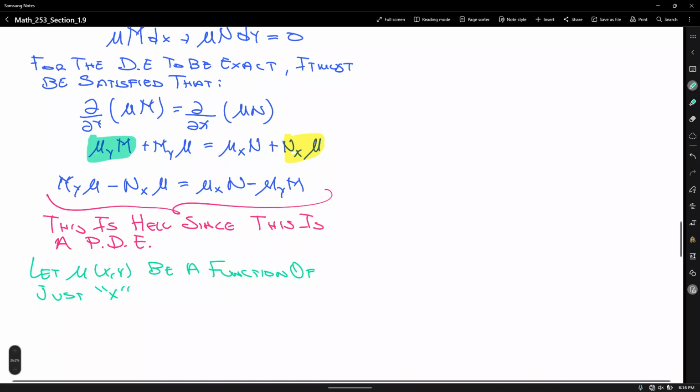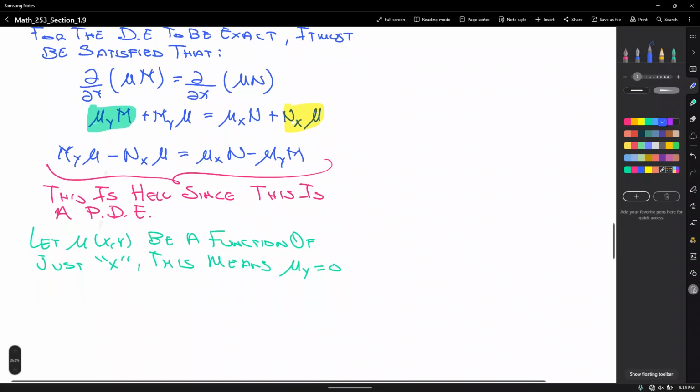All right? So this means mu of y, now that it is a function of just x, differentiate something that depends only on x with respect to y. What's going to happen? 0, right? This will be equal to 0. Okay? So coming back to this crazy partial differential equation, m with respect to y, mu minus n with respect to x, mu equals m with respect to x, n minus mu with respect to y, m. This is the guy that goes away to 0.